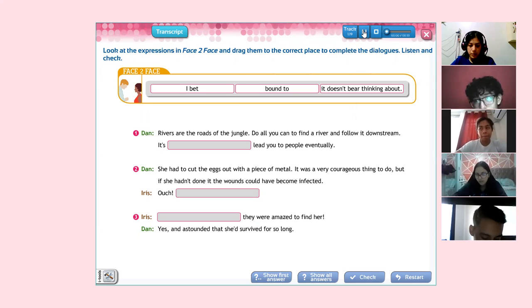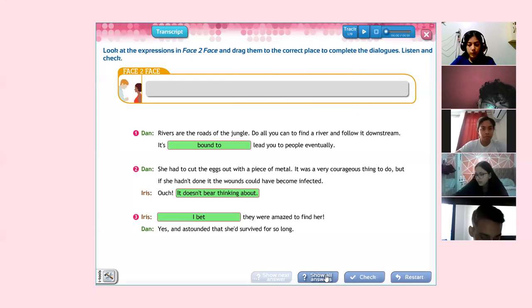Attention, listen and correct. Rivers are the roads of the jungle. Do all you can to find a river and follow it downstream. It's bound to lead you to people eventually. Two. She had to cut the eggs out with a piece of metal. It was a very courageous thing to do, but if she hadn't done it, the wounds could have become infected. Ouch, it doesn't bear thinking about. Three. I bet they were amazed to find her. Yes, and astounded that she'd survived for so long.